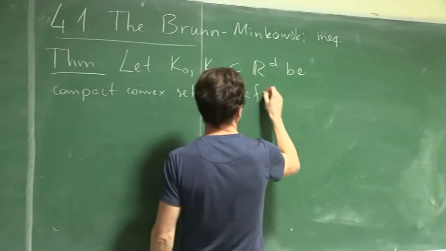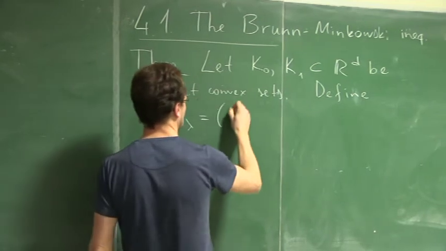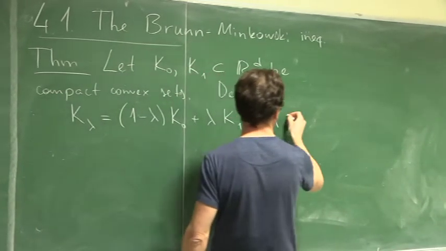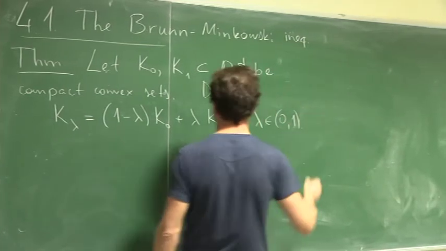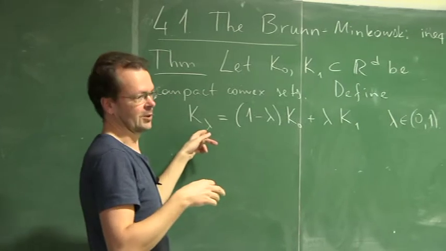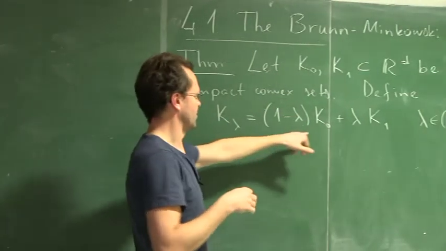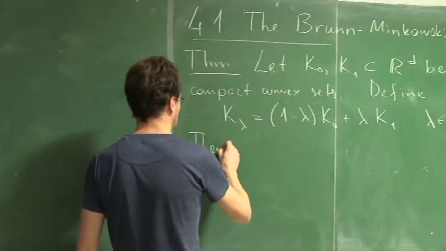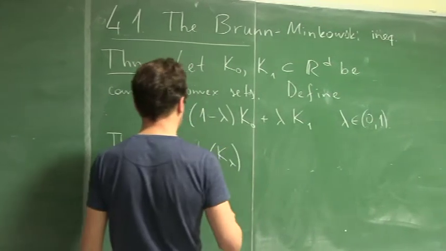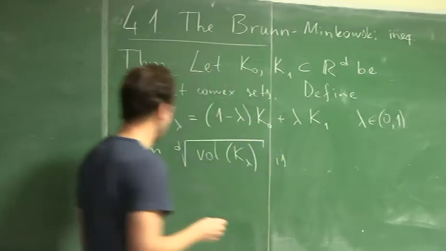So for these two bodies, we define a family of convex bodies, K_lambda, which is (1 minus lambda) times K0 plus lambda times K1, and lambda is between 0 and 1. So this is sort of linear interpolation between the two convex bodies. When lambda becomes 0, then K_lambda becomes K0. When lambda becomes 1, then K_lambda becomes K1. And this is all as usual. So this is scaling, and this is Minkowski sum. Then the volume of K_lambda, well, in fact, the d-th root of the volume is a concave function of lambda.